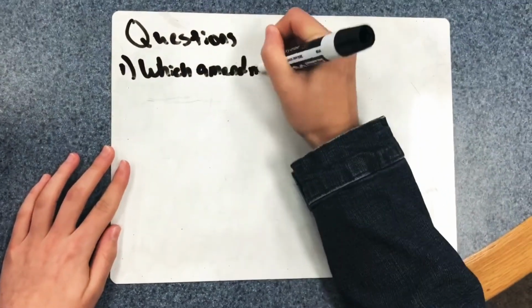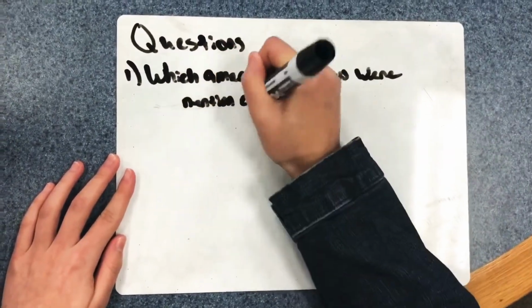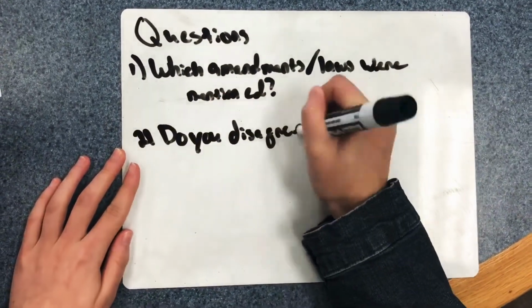Questions: which amendments or laws were mentioned? Do you disagree with any of the court's decisions and why?